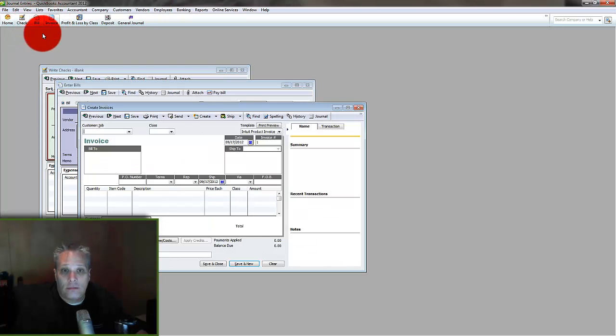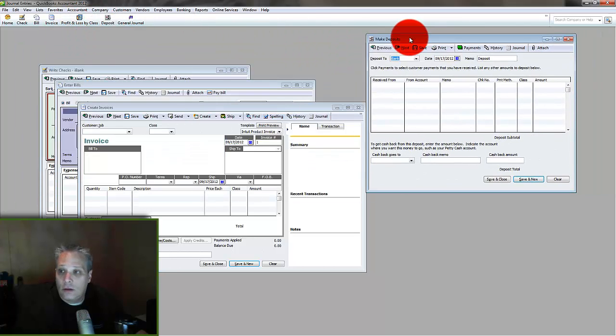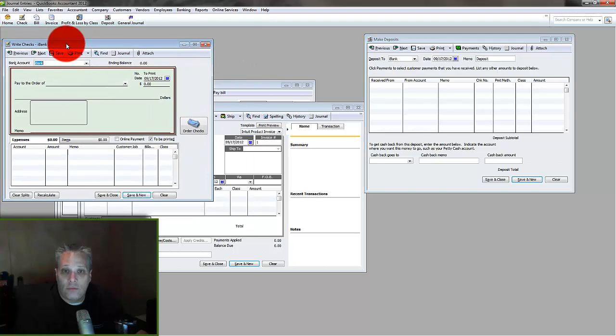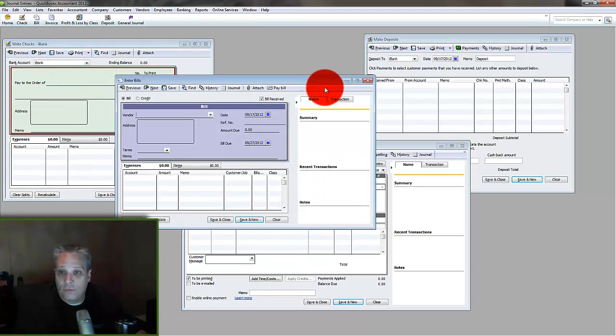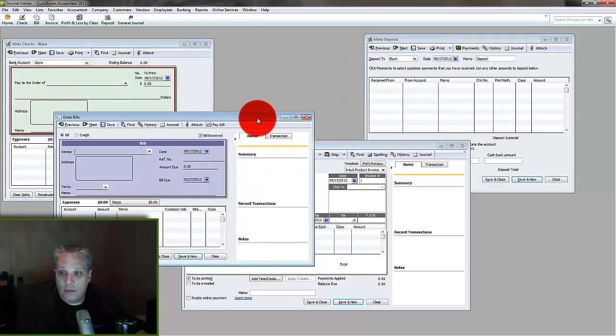But now, let's look at the content at hand. So like I said, whether you're writing a check, entering a bill, recording an invoice, or a deposit, all of these transactions really have in back of them a journal entry. And so I want to show you what it looks like in both cases.